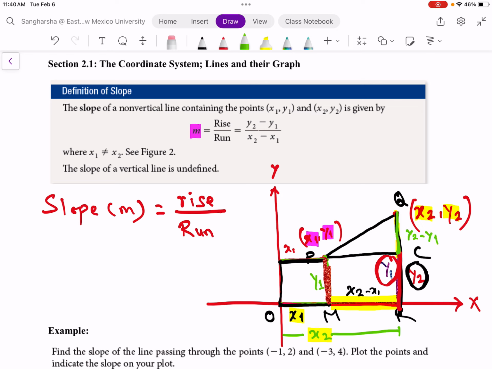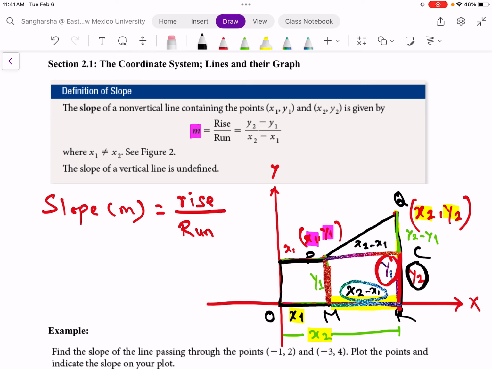One more thing. Now we know MR is x2 minus x1. So if MR is x2 minus x1, what is PC equal to? PC is x2 minus x1, because they are the opposite sides of the rectangle.